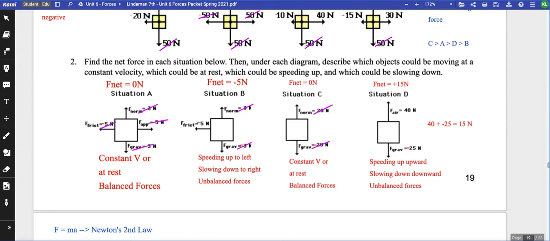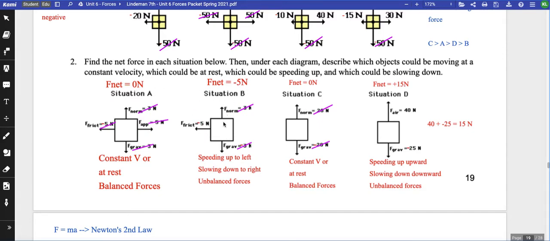We are looking at number two. The first thing I want to look at is my net forces. So, looking at situation A, all of my forces that are opposite one another cancel out. So, I end up with a net force of zero.